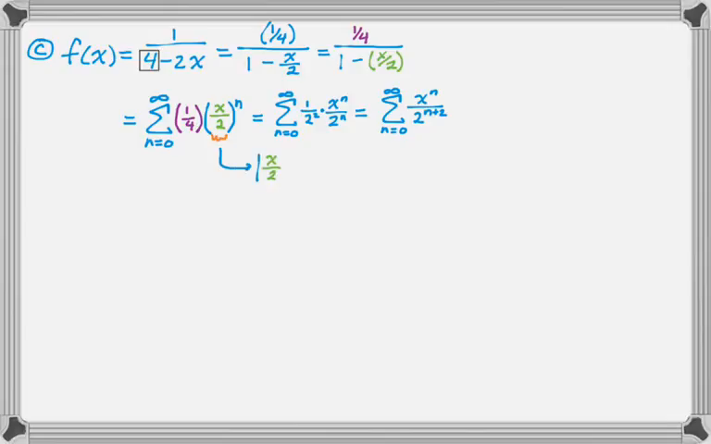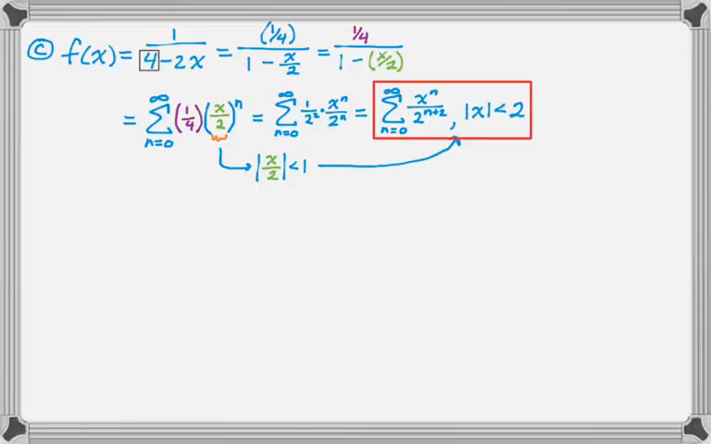But again, I need an interval of convergence. So I go back to the ratio. Absolute value of x over 2 is less than 1, which means the absolute value of x has to be less than 2. And that's what I get.